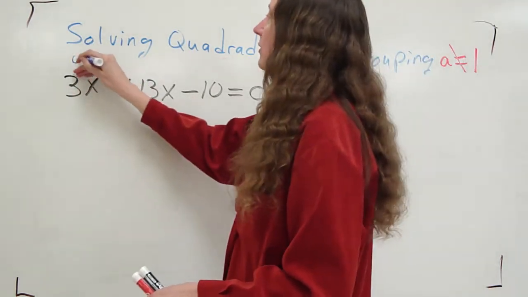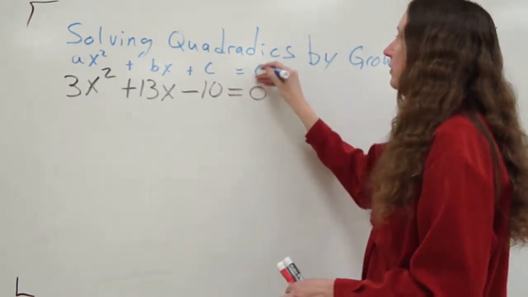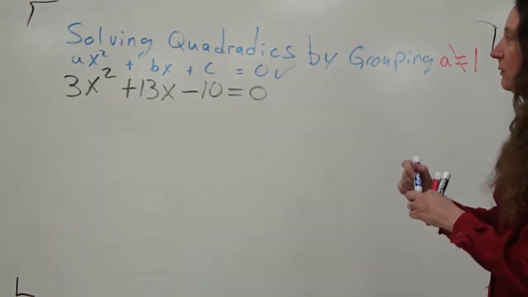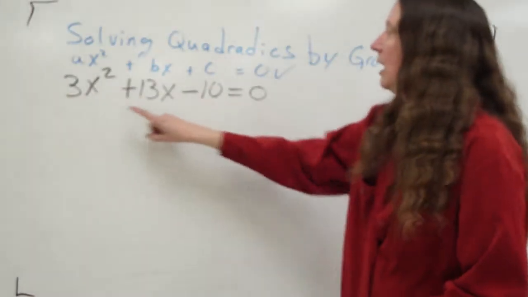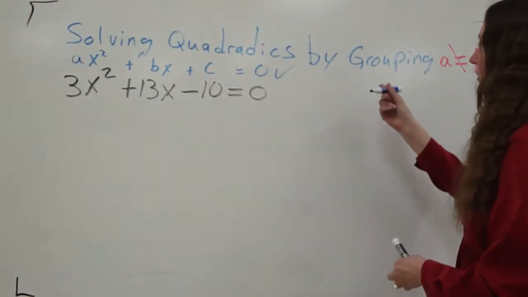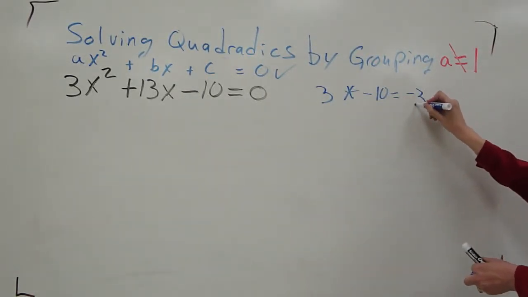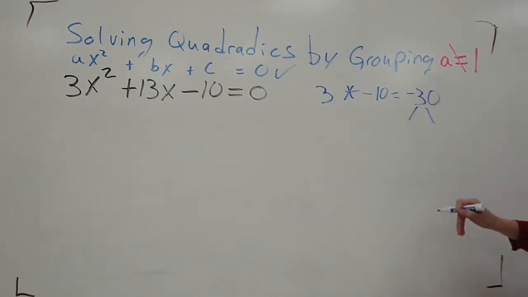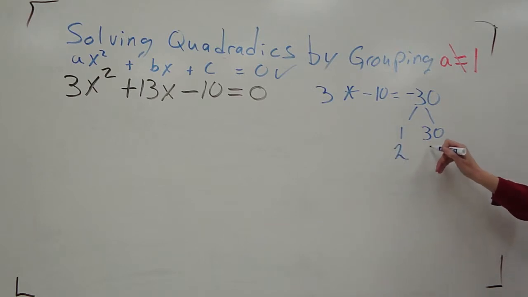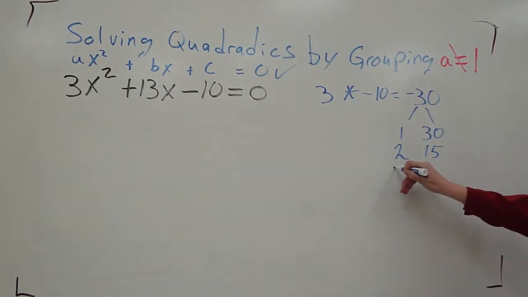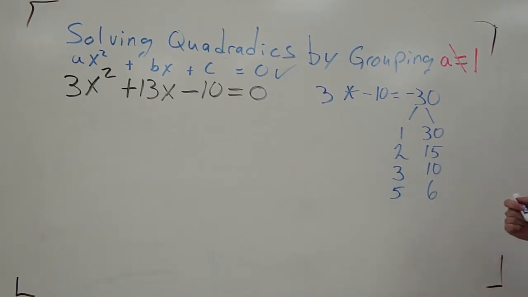First we set this up as ax squared plus bx plus c equals 0. Done. Next we take a times c, so 3 times negative 10, I get negative 30. Factor this out. I can multiply 1 and 30, 2 and 15, 3 and 10, or 5 and 6 to get 30.